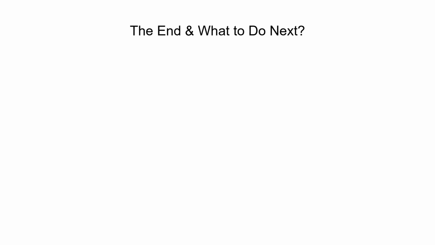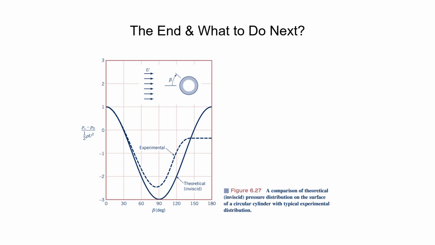There are several things you can do at this point. You can perform extra post-processing. For example, plot the variation of pressure over the cylinder, and see how similar it is to the ones in this figure, taken from Munson's book. You can get quite puzzled by the result.